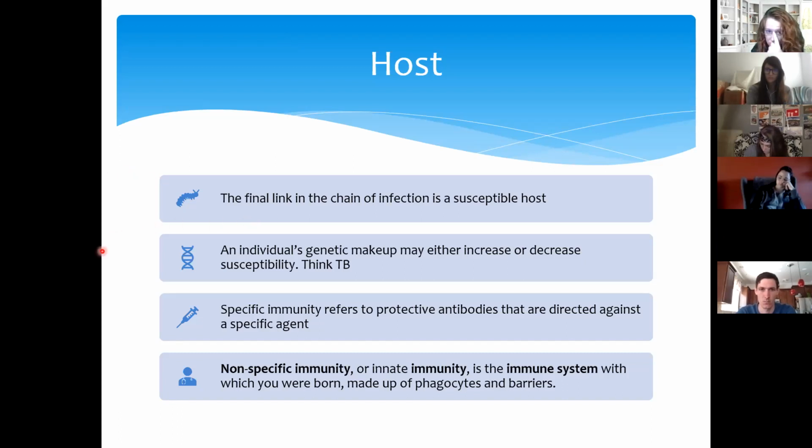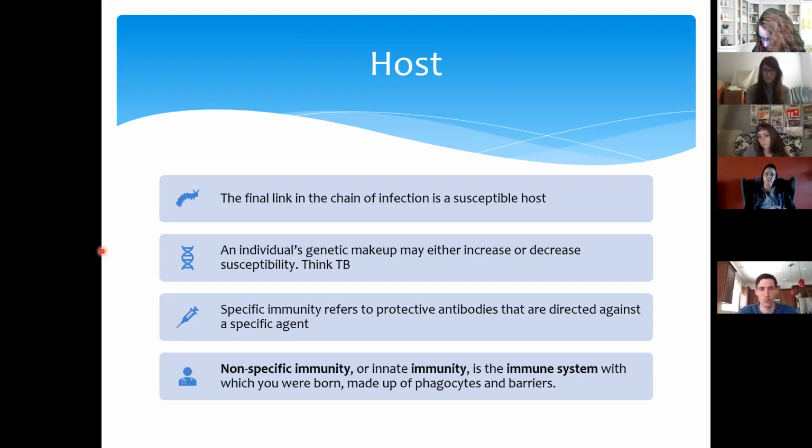Your body can alter itself if it has any physical changes, and that can make you more susceptible. We can have specific immunity, which is protective antibodies directed against a specific agent. So getting vaccines: if we're all current on our vaccines, we're going to have these specific immunities. The flu shot, which is why you get it every year, the COVID vaccine, and MMR would be examples of specific immunities.